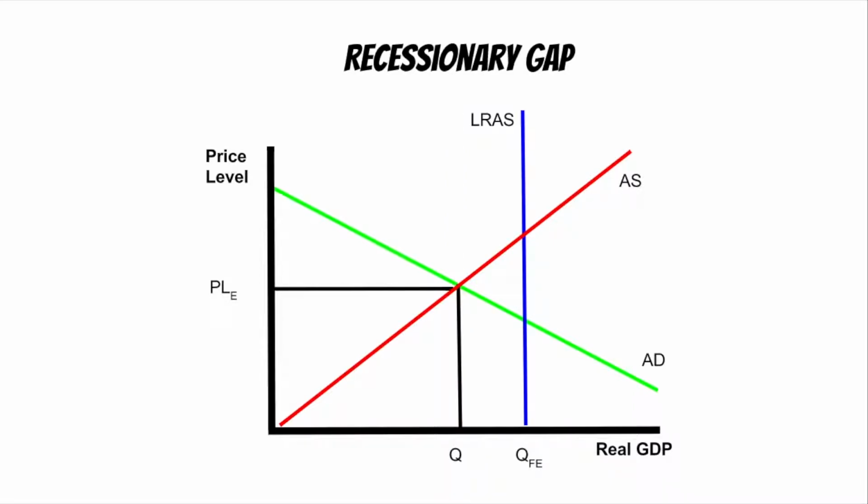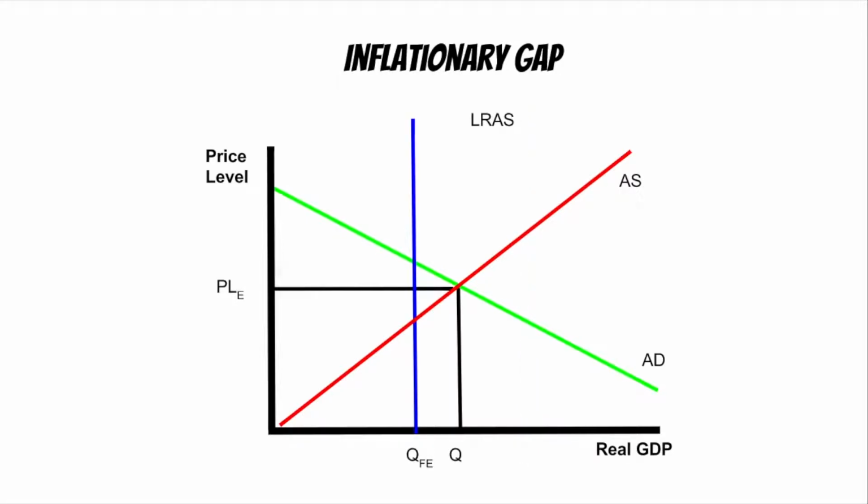The second is a recessionary gap. This happens when the long-run aggregate supply is to the right of where aggregate supply and aggregate demand are. The third is an inflationary gap. This occurs when the long-run aggregate supply is to the left of where aggregate supply and aggregate demand meet.